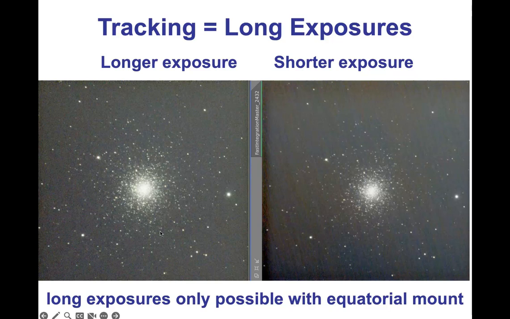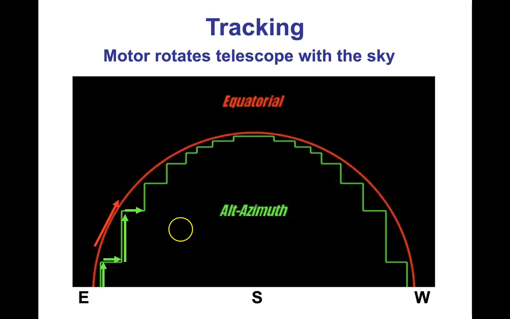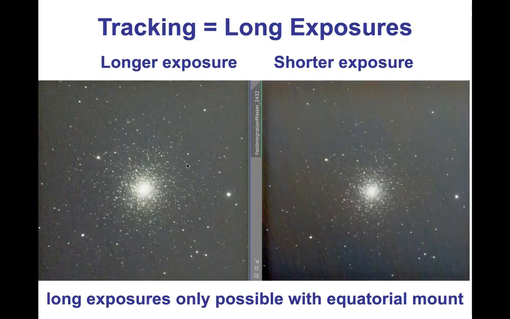You can only take a long exposure if your object tracks, because if your telescope is alt-az mounted, you're constantly having to move the telescope, which means your telescope is not always aligned.